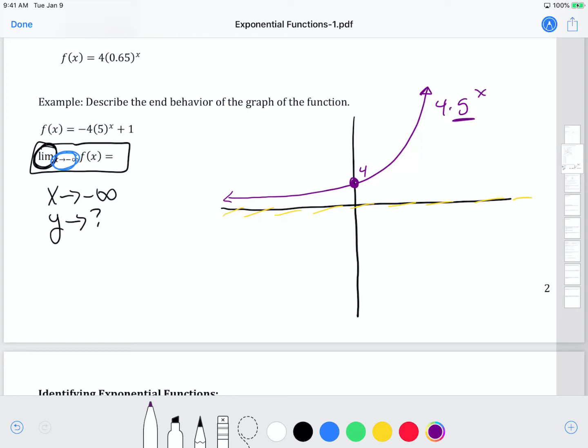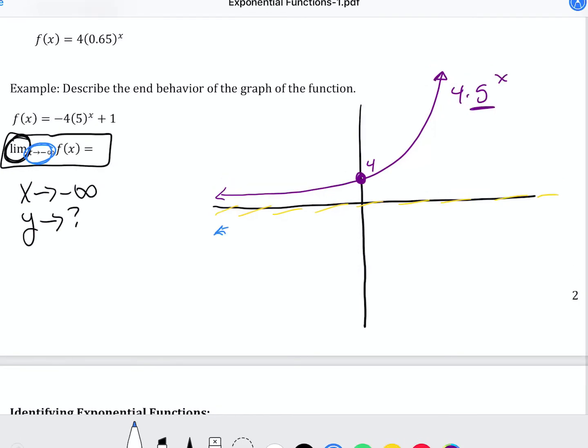Now, when I deal with that negative that's in front of the 4 times 5 to the x, when we put a negative in front of the function, that means there's going to be a reflection over the x-axis. So now to graph -4 times 5 to the x, it's going to flip over the x-axis, and it's going to look like this now. So this is going to cross now at -4, but it's still going to flatten out here at the x-axis.